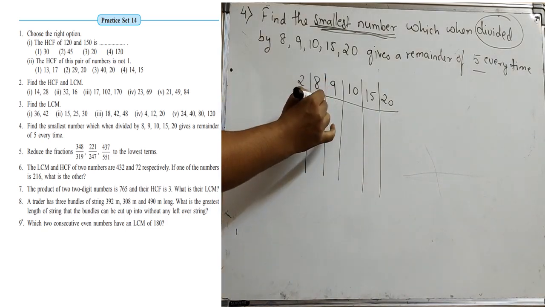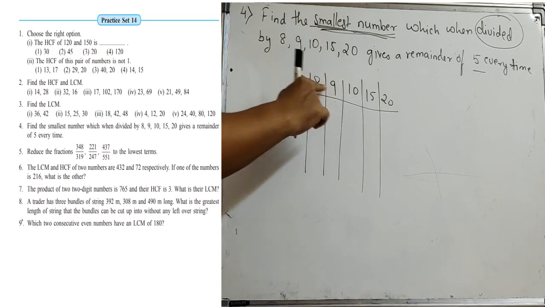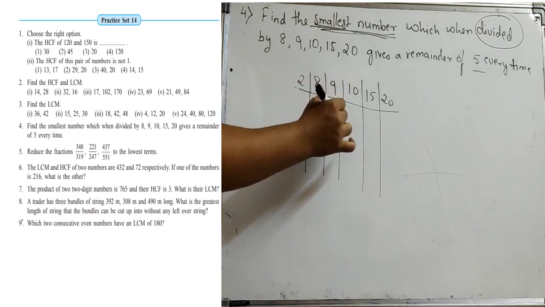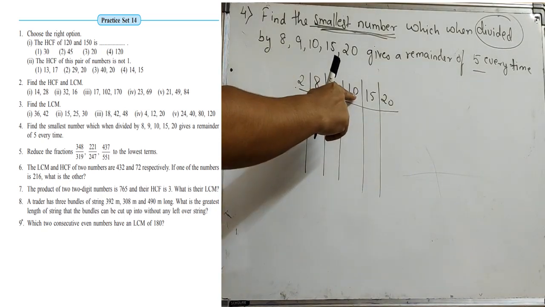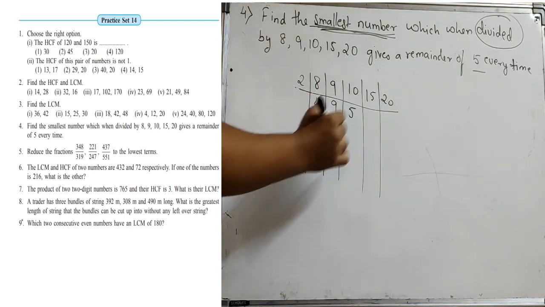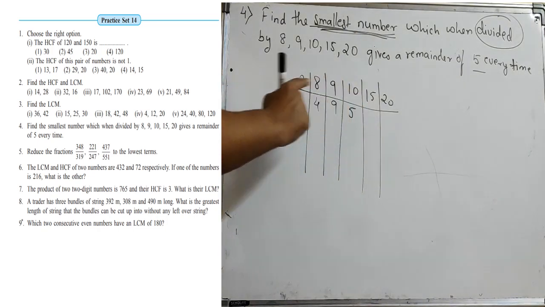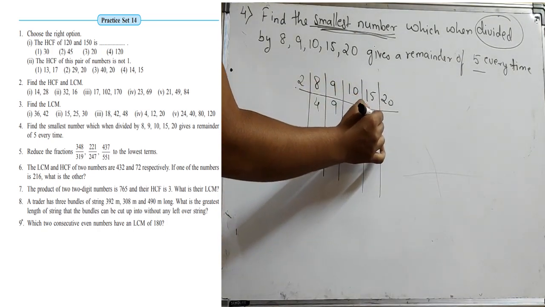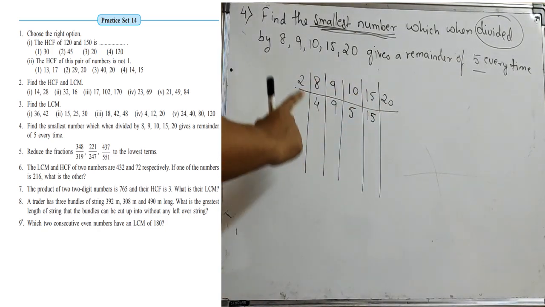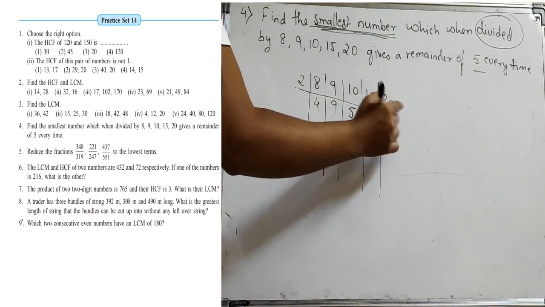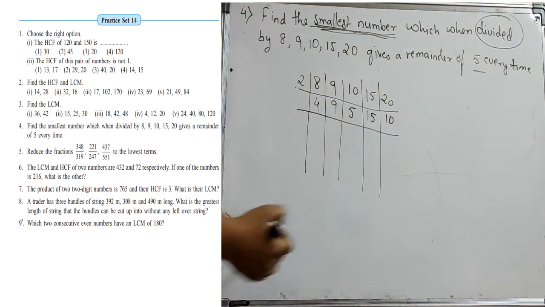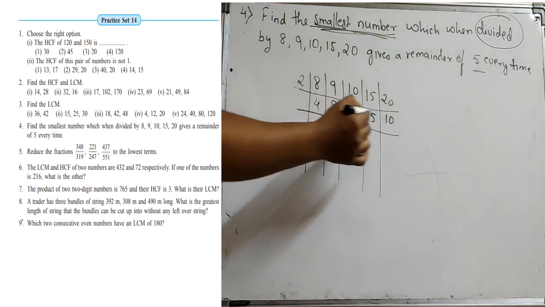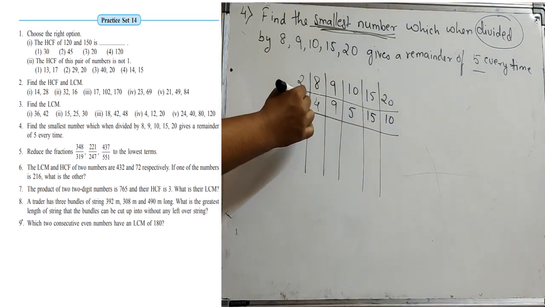So this goes 4. 9 cannot be factorized by 2, so I'm going to keep 9 as it is. 2 and 10, so this becomes 5. 15 does not come in the table of 2, so I'm going to write 15 as it is. And 20 divided by 2 is 10. Okay, then again I've got 4 and 10 again goes in the table of 2.